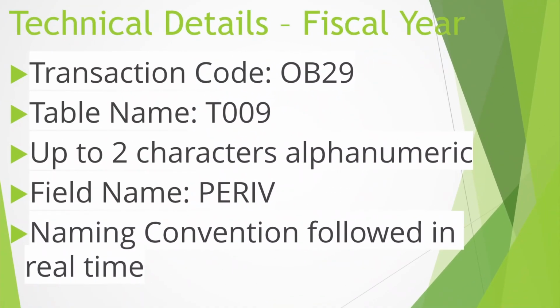Let us understand some of the technical things with regard to the fiscal year variant. What is the T code for setting up this fiscal year? It is OB29. In which table will you find the fiscal year details? The table is T009. This table will give you the details of the fiscal year variant. The nomenclature followed is 2 characters alphanumeric. Then what is the field name of the fiscal year? The field name of the fiscal year is PERIV.